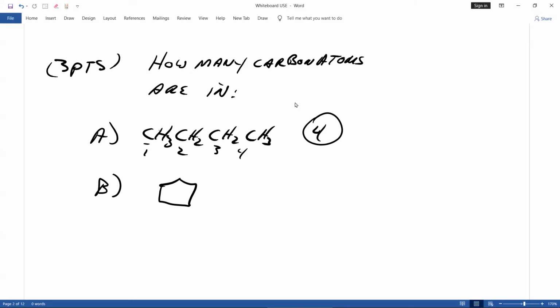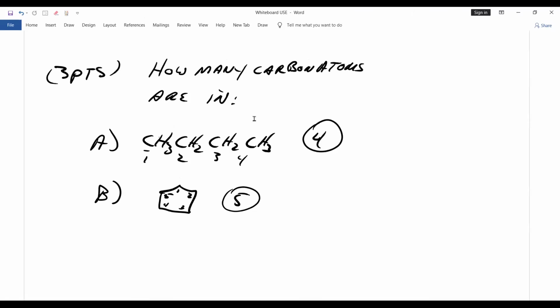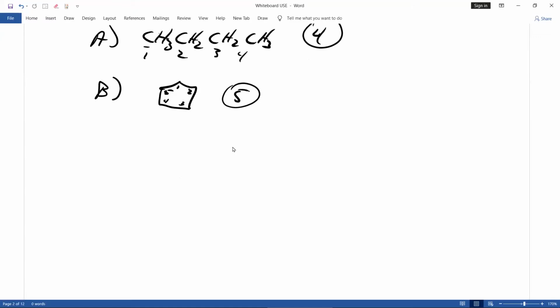Ooh, what do I do here? There are no letter C's. What do I do? Well, this is a ring, and every bend in a line is a carbon. 1, 2, 3, 4, 5. So that would have 5 bends or 5 sides, 5 carbons. And that's how you count how many carbon atoms are in a molecule. So, your turn.